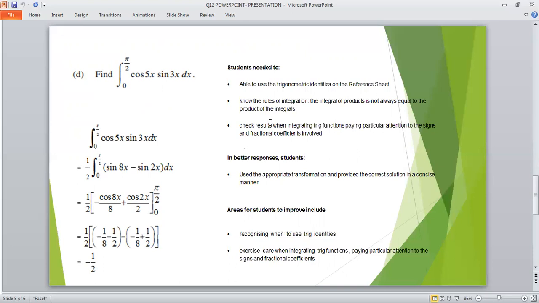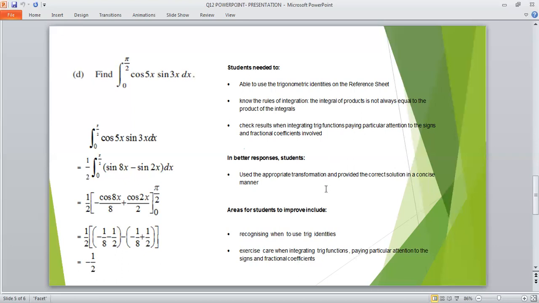Here, of course, we expect the students to understand how to use trig identities from the reference sheet. And then to also know the rules of integration, that is that the integration of products is not always equal to the product of the integrals. And of course, to make sure that they check the results when integrating trig functions, paying particular attention to the signs and to fractional coefficients that were involved.